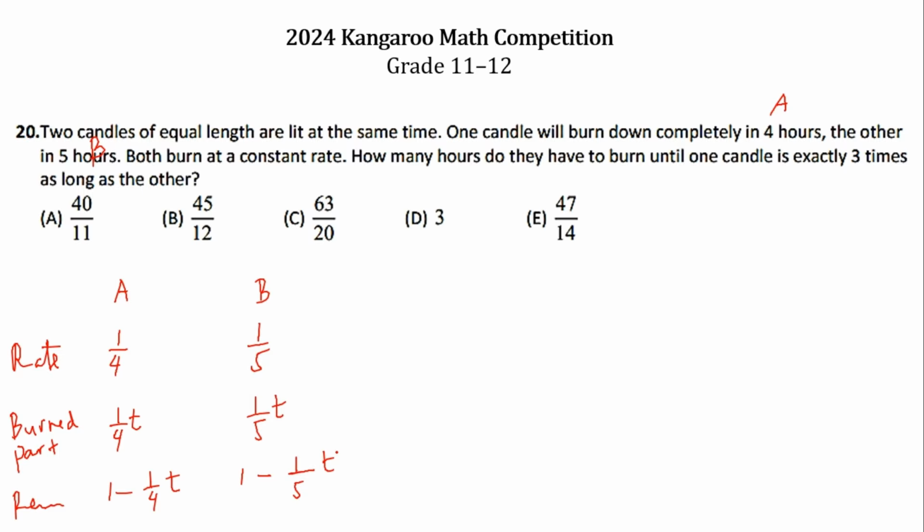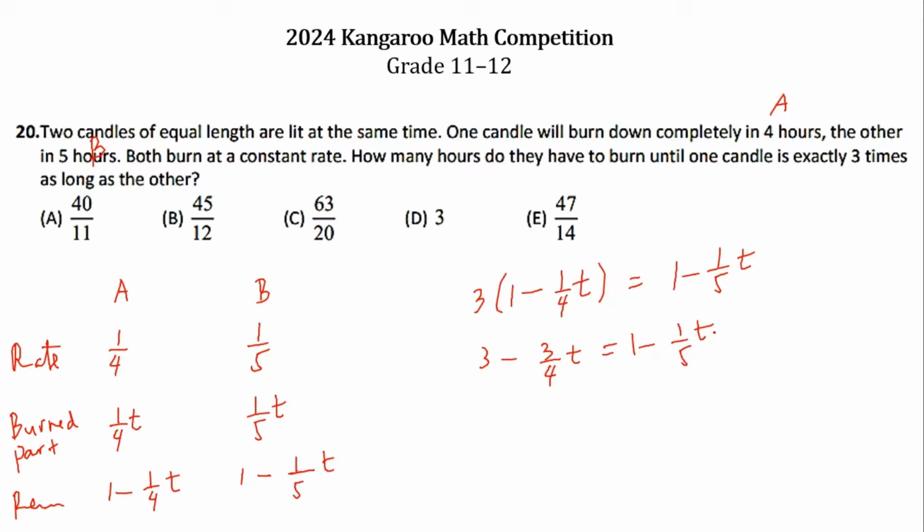Now, the last condition given is that after such number of hours, one candle is exactly 3 times as long as the other. Since by this time candle A is shorter than candle B, we must have 3 times 1 minus 1/4 T equals 1 minus 1/5 T. And not the other way around, because candle B is longer by that time. Now let us distribute. So this is 3 minus 3/4 T equals 1 minus 1/5 T.